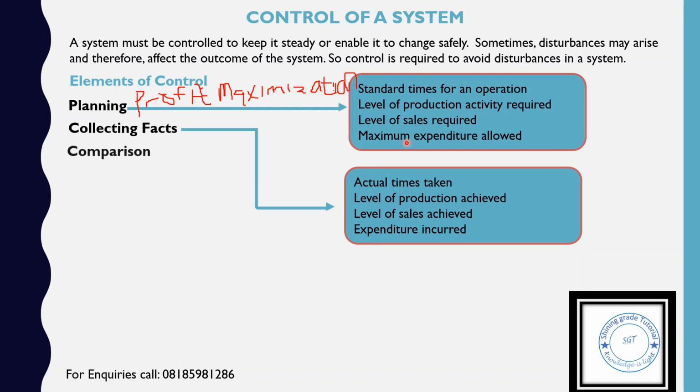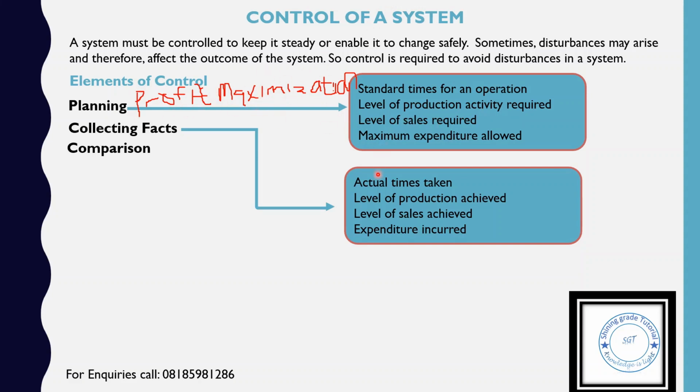The next thing is to make a comparison. This is the standard time that has been set, and this is the actual time. If the actual time is more than the standard time, that simply means it is bad. This is some kind of negative deviation. How can that be corrected? An actual that is more than the standard is not favorable. It can affect the system in one way or the other, and it can affect us in achieving profit maximization.